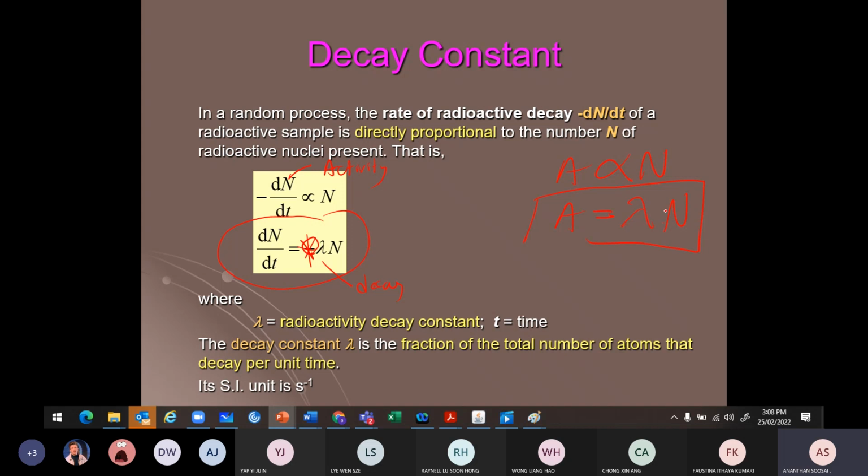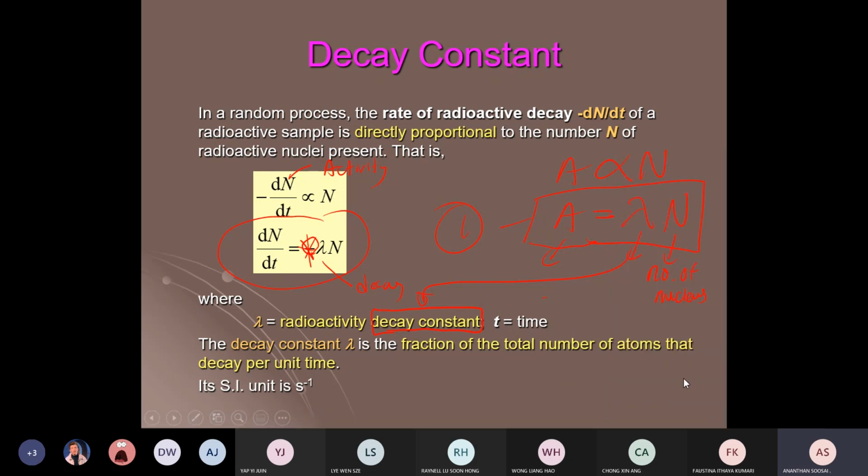So A equals lambda N, the first formula for radioactivity. A stands for activity. Lambda has a special name called the decay constant, and N is the number of particles, of course, the number of nuclei in that radioactive source.